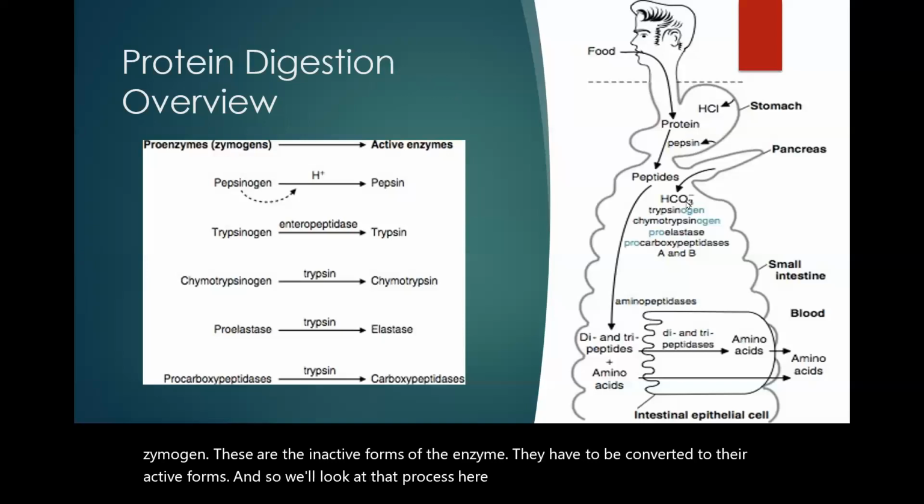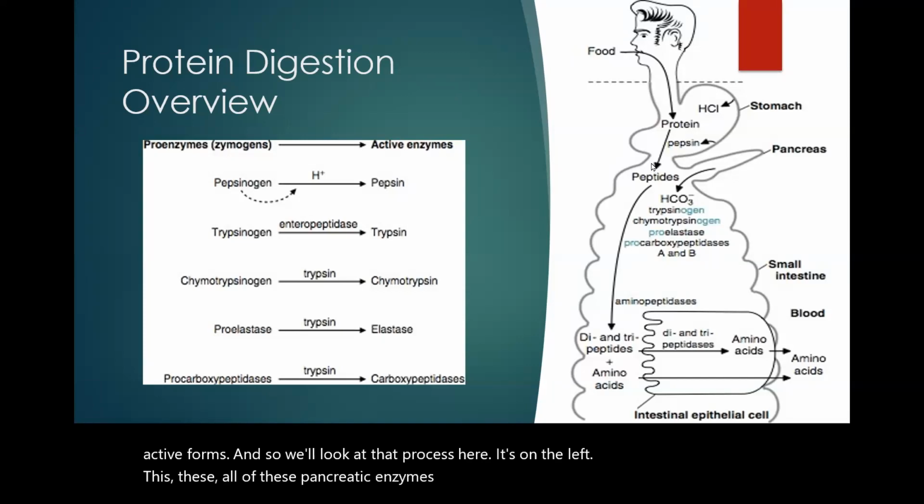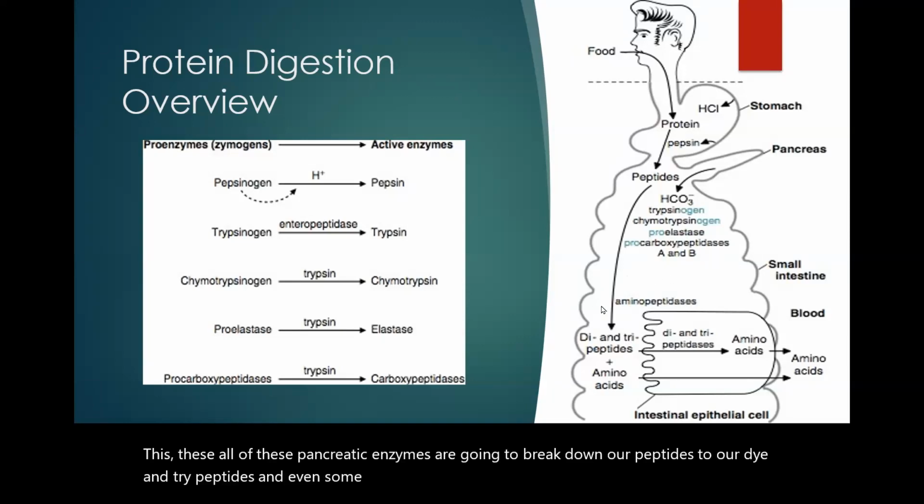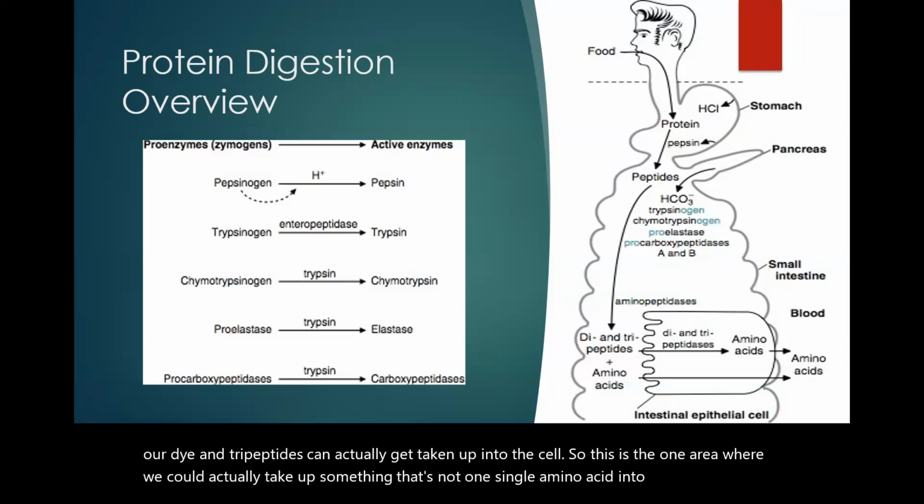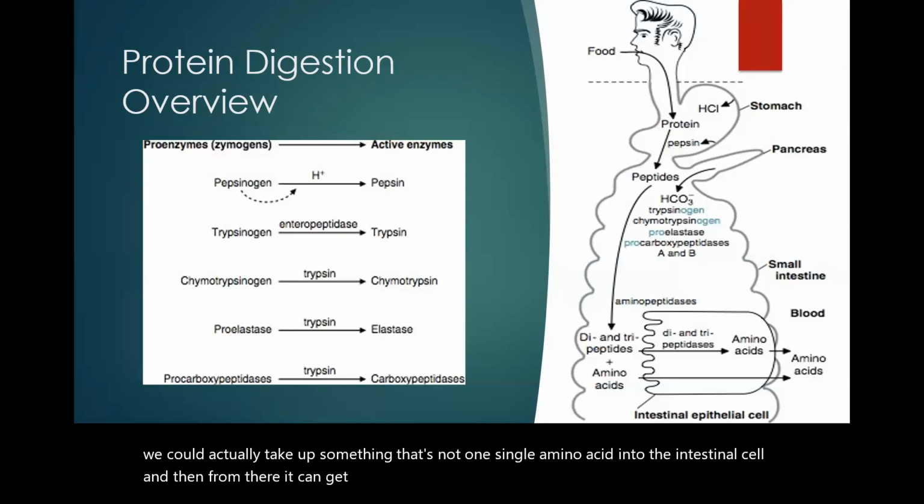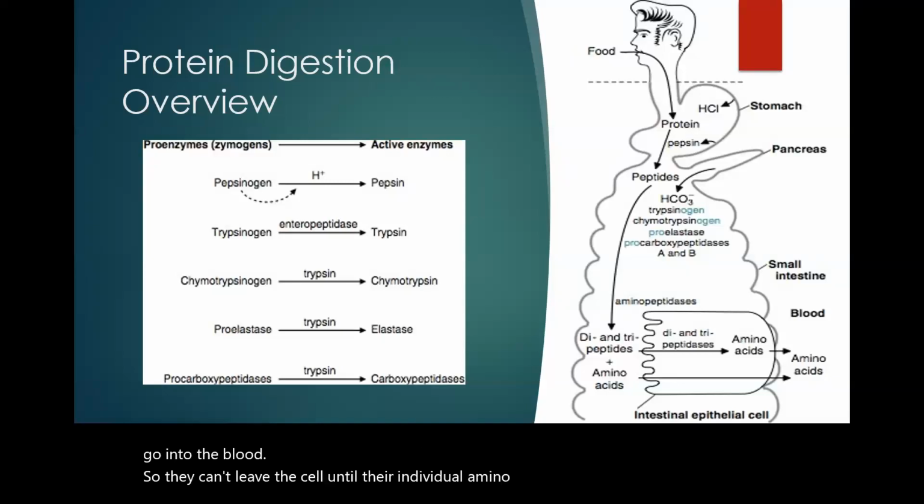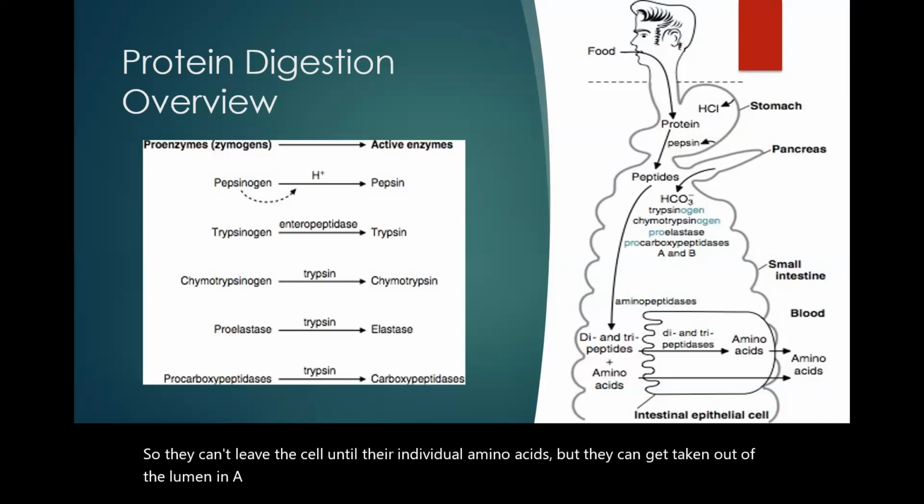It's on the left. All of these pancreatic enzymes are going to break down our peptides to our di and tripeptides and even some amino acids, thanks to our aminopeptidases. And from there, our di and tripeptides can actually get taken up into the cell. So this is the one area where we can actually take up something that's not one single amino acid into the intestinal cell. And then from there, it can get broken down further into individual amino acids before it can go into the blood. So they can't leave the cell until they're individual amino acids, but they can get taken out of the lumen in a di and tripeptide form or peptide form.